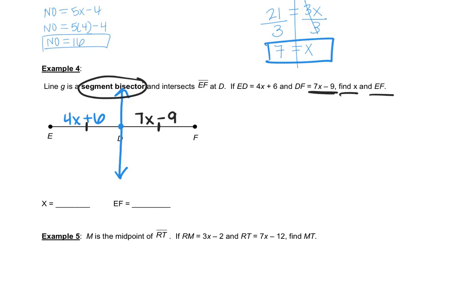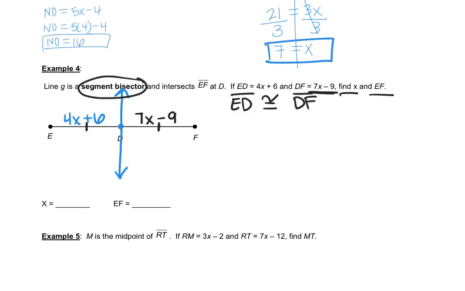A lot of the times, if you have a midpoint problem or a segment bisector problem, it's not always the case, but it means that you're going to put the equal parts equal to each other for your equation. Okay, and that's exactly what I'm going to do. So I know that E to D is congruent, because it's a midpoint, right? They're equal to each other, D to F.